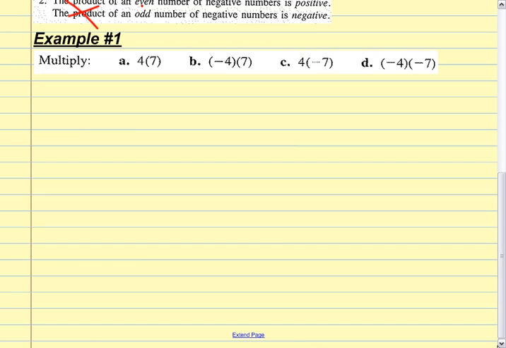Parker, 4 times 7. 28. Good. Grace, -4 times 7. Negative, or positive. Negative 28. Negative 28 because they're different, right? Let's see. Bella, 4 times -7. Negative 28. Good. Emily, -4 times -7. 28. Did I finish? Oh, yeah.